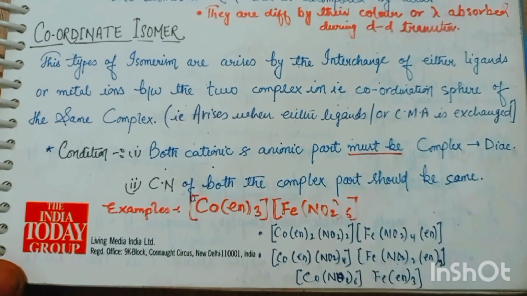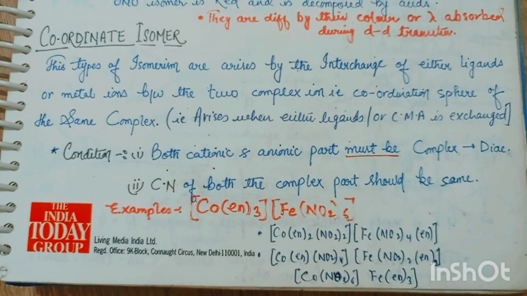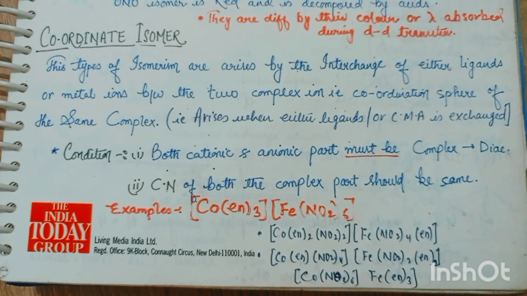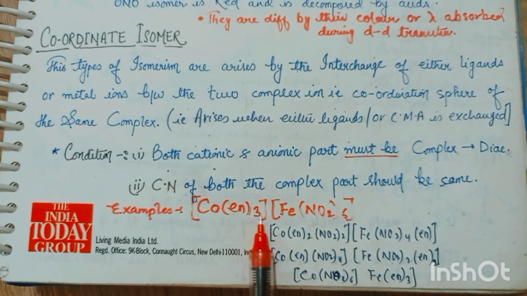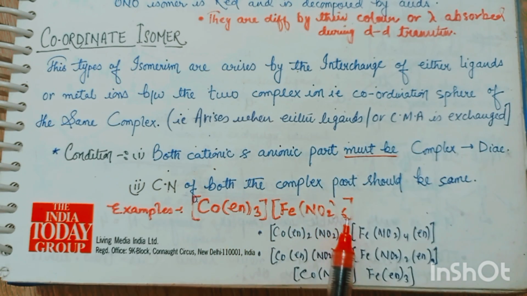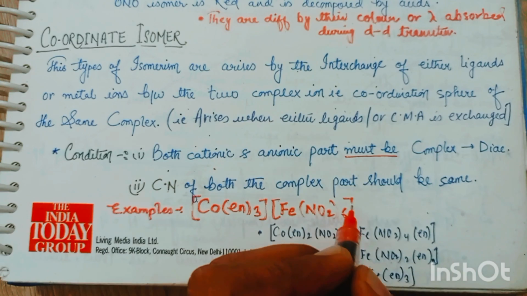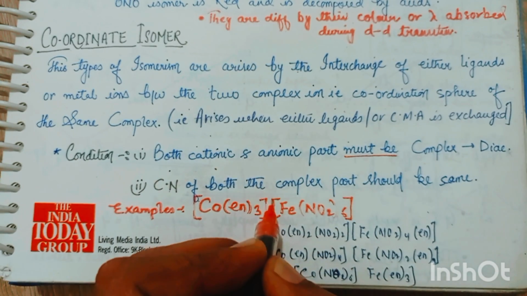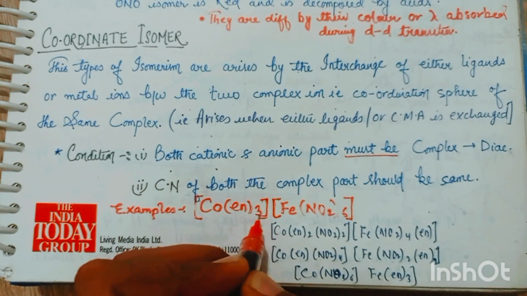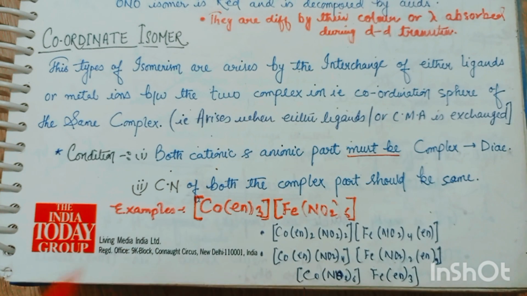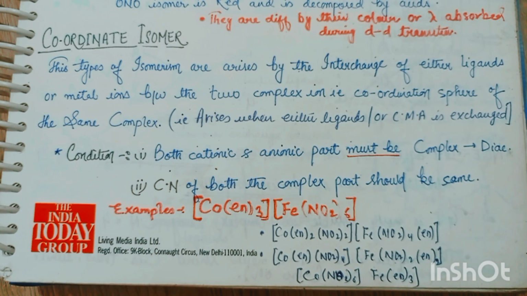Coordinate isomer, very simple dear student. Coordinate isomer can easily be identified if there are two coordination spheres. Okay, see here this example, [Co(en)3][Fe(NO2)6]. It is [Fe(NO2)6]. Okay, how many coordination spheres? There are two coordination spheres. If there are two coordination spheres simultaneously, then the type of isomer is coordinate isomer.